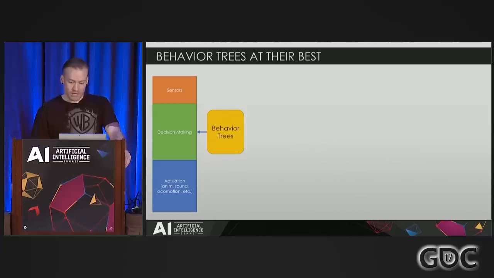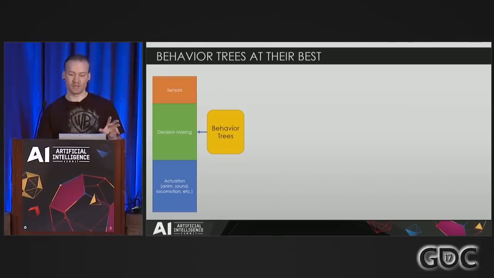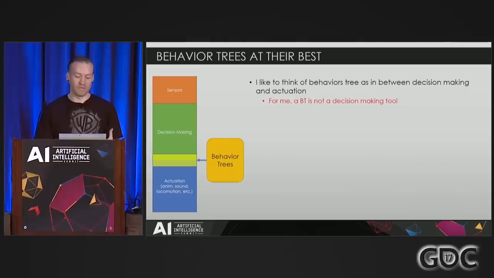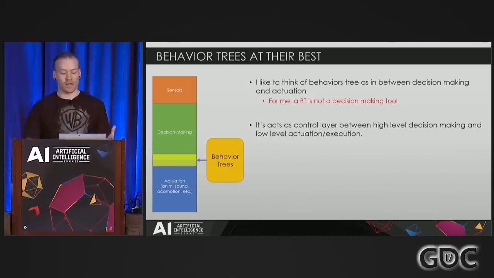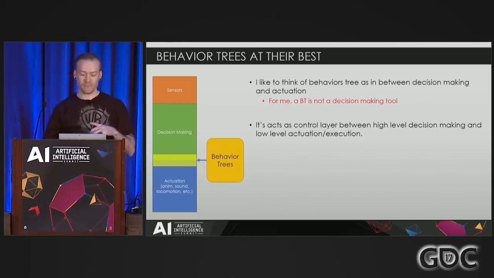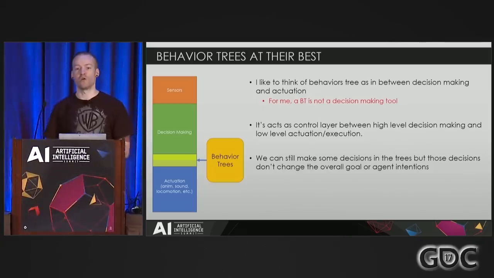A lot of people think of behavior trees as decision making. If we look at a standard Russell and Norvig, behavior trees fit into decision making. That's where people have lumped them. Personally, I think of behavior trees as more of a control layer in between actuation and decision making. We can still make some decisions in the trees, but those decisions shouldn't change our overall AI goal or our AI state. They're simply decisions to execute our decision.